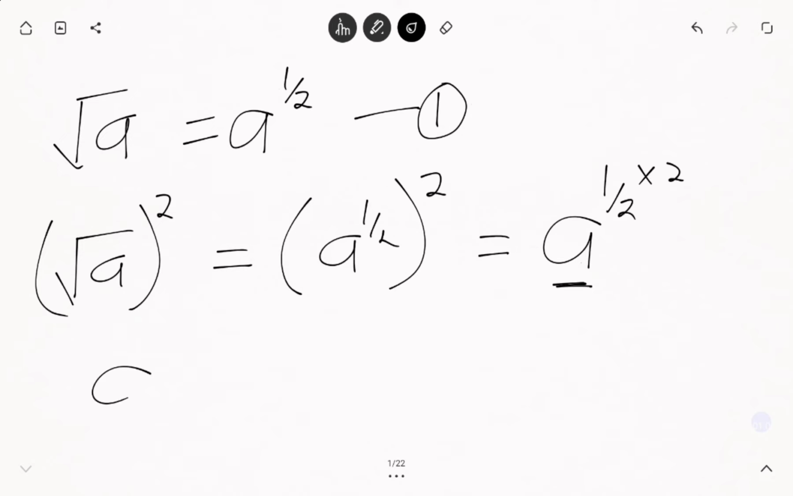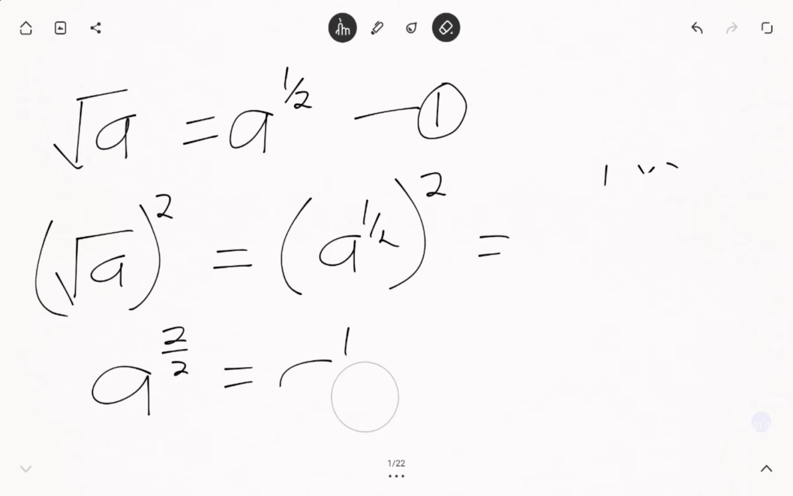So we now have a raised to the power half multiplied by 2 is 1, or you can have 2 over 2, which is equal to a raised to the power 1. And a raised to the power 1 is equal to a. Any number raised to the power 1 is the same number. So this means that if we square a root sign, we get the same number in the root. We just get that number without the root sign.